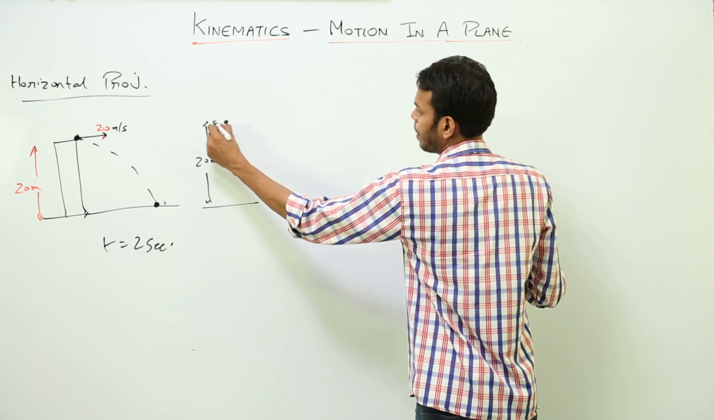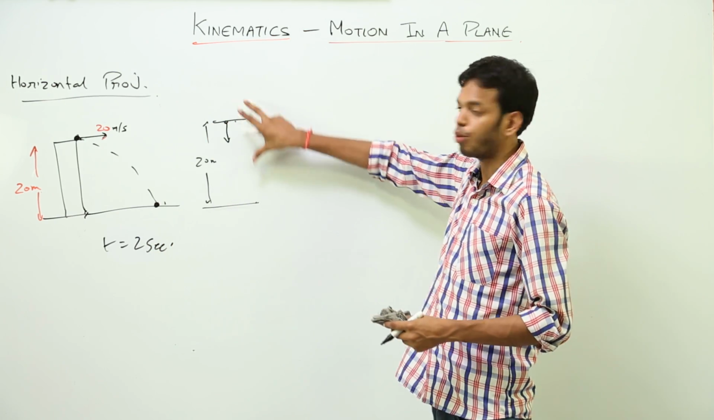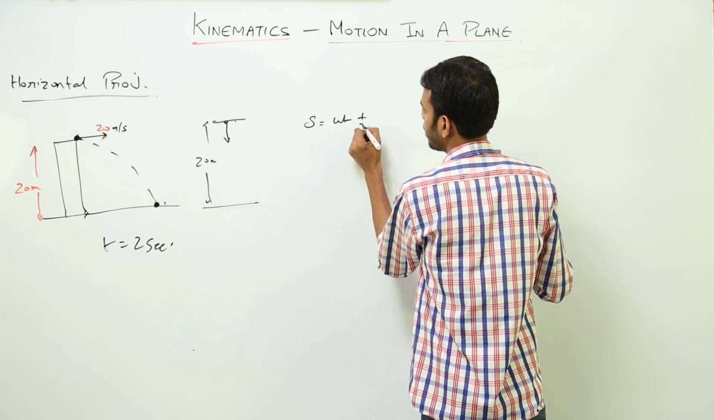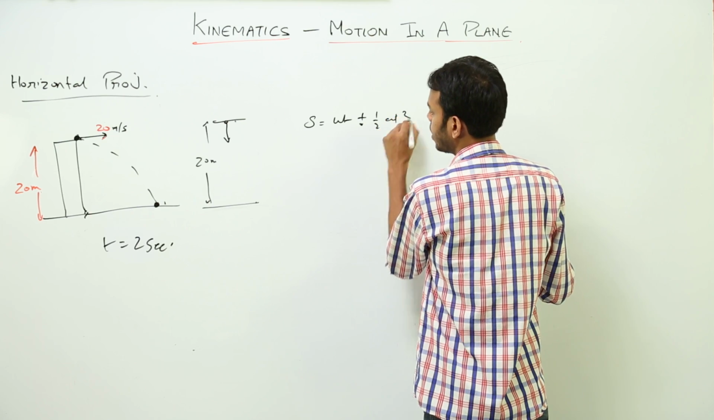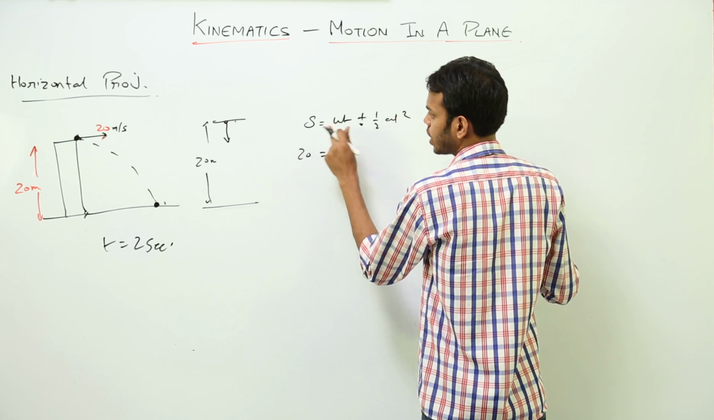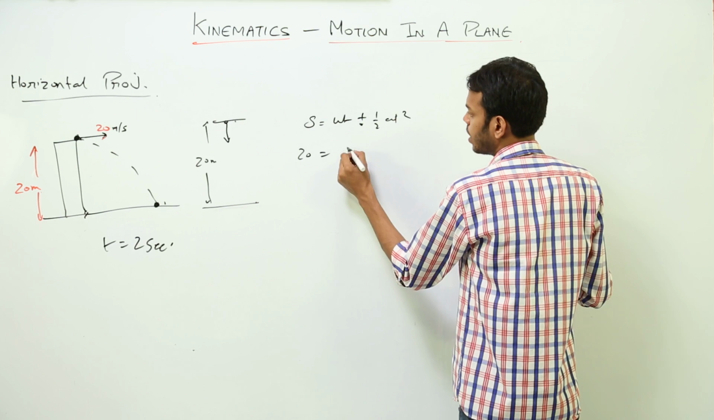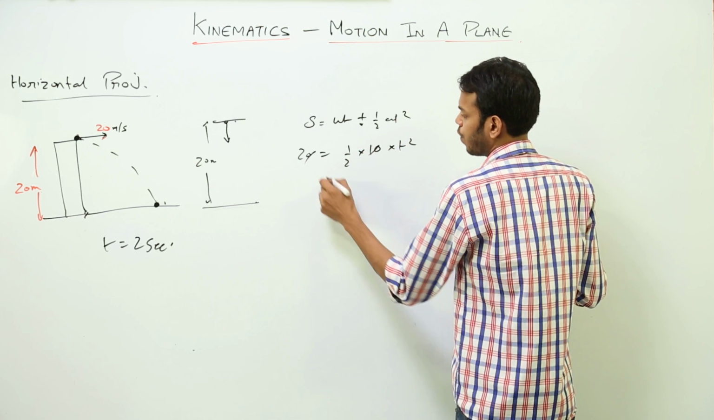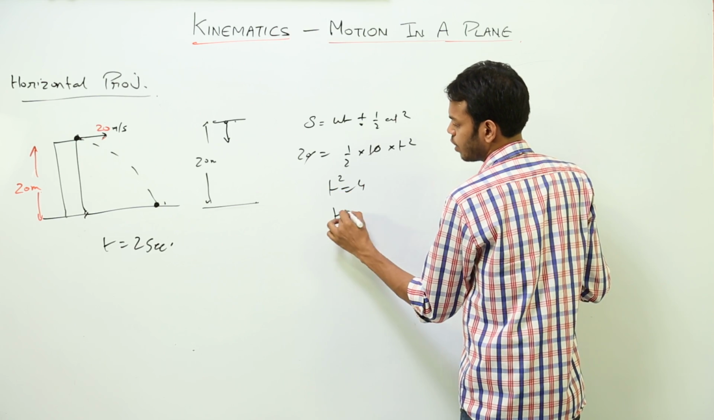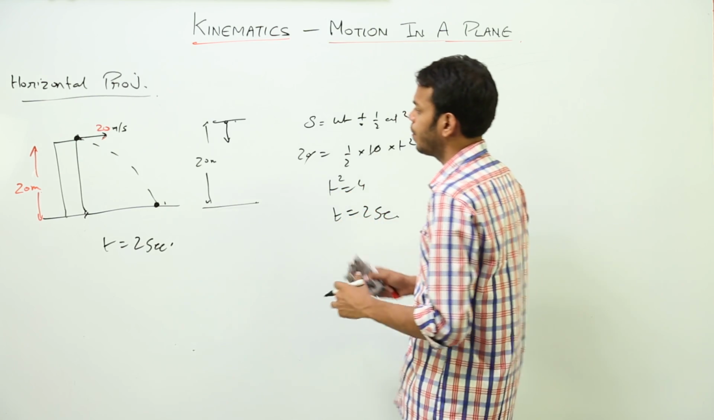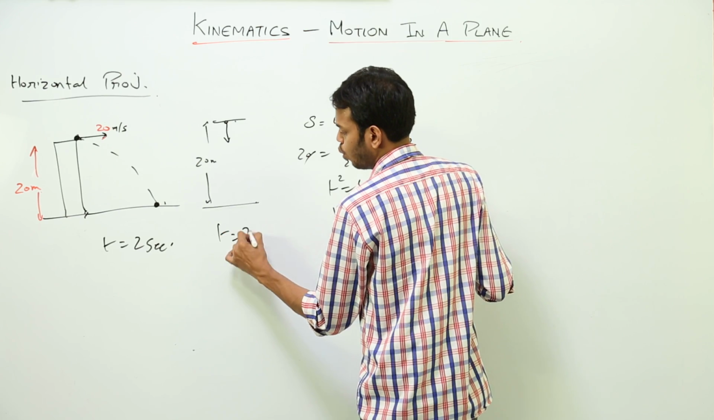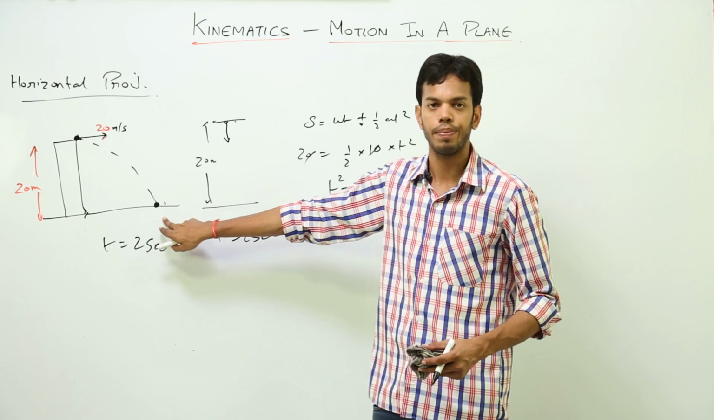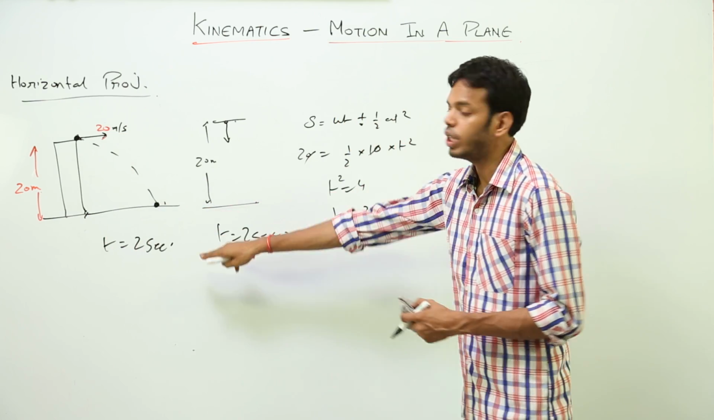Let's find out the time taken by this object which has been dropped from 20 meters vertically downwards. So again S equals to ut plus half at square. 20 is equal to velocity, initial velocity is 0 because it has been dropped, half acceleration is 10 t square, 4 is equal to t square, t is equal to 2 seconds. So this object also takes 2 seconds to reach the ground, while this object also takes 2 seconds to reach this point, not vertically downwards. So both the times are same.